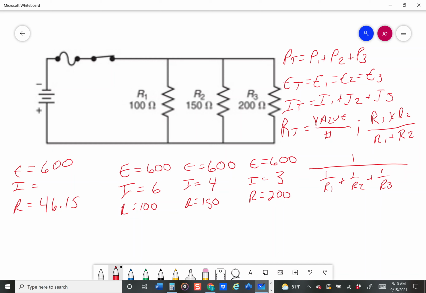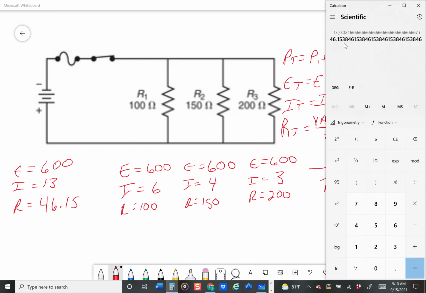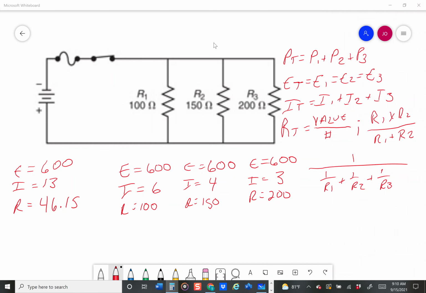Now I can just add those amperages together, right? We saw that I total equals I1 plus I2 plus I3. So I should get a total of 13 amps here. I can verify that by taking my 600 and dividing it by 46.15. And you can see that since that 46.15 is a rounded number, it won't be exactly 13. So 600 divided by 46.15 is going to be a value of 13.00108. So I think we're in pretty good shape. All right, so that is how to do series and parallel circuits.